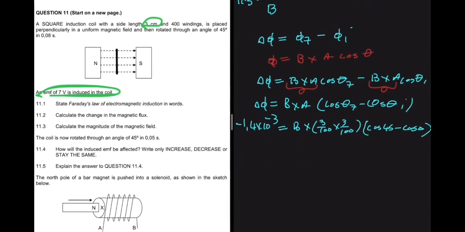So the physics is done. We're just solving the math now, right? And then how are we going to do that? We're going to divide both sides by the coefficient of the magnetic field. Let me show you what I'm talking about.